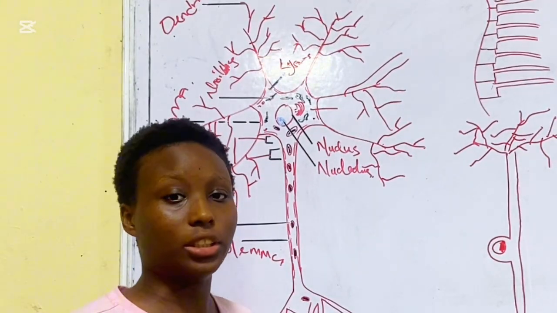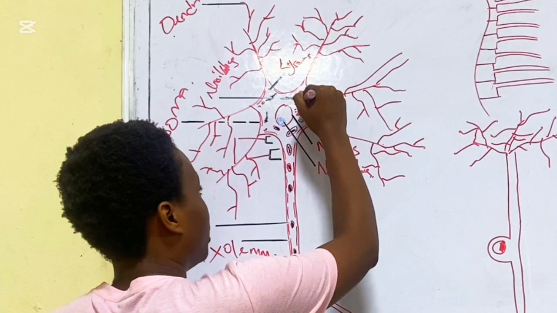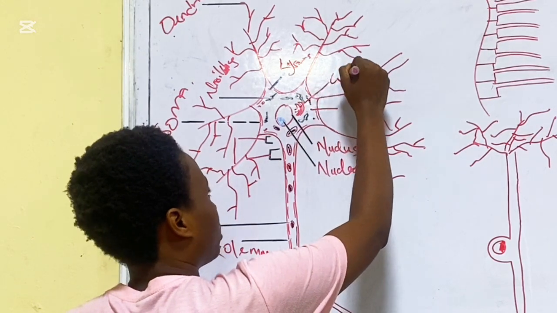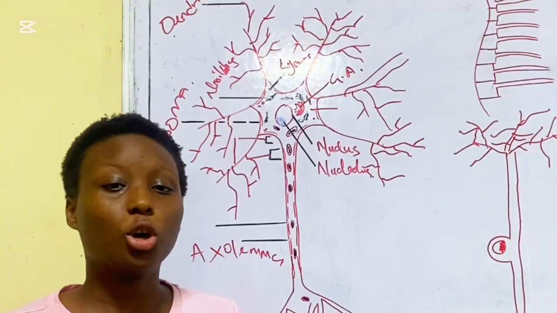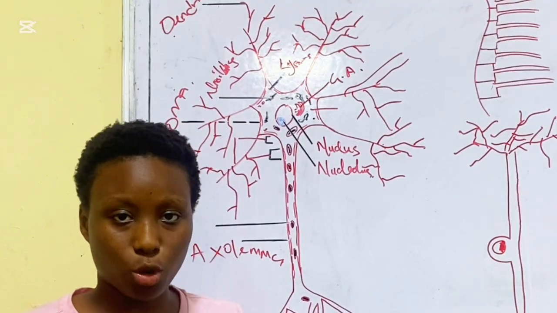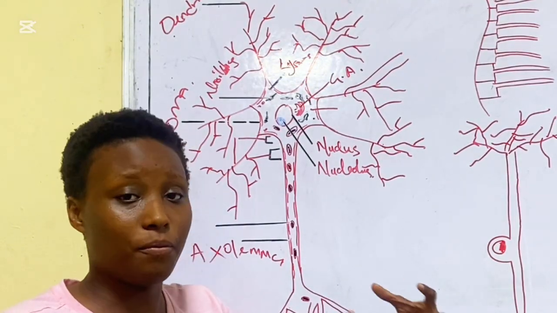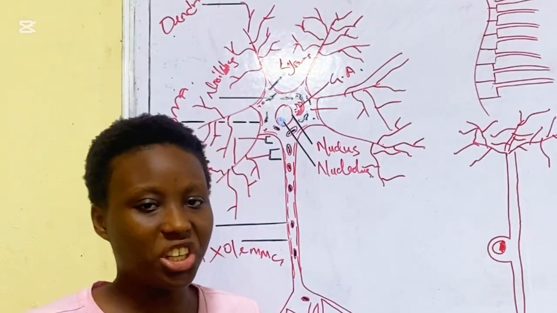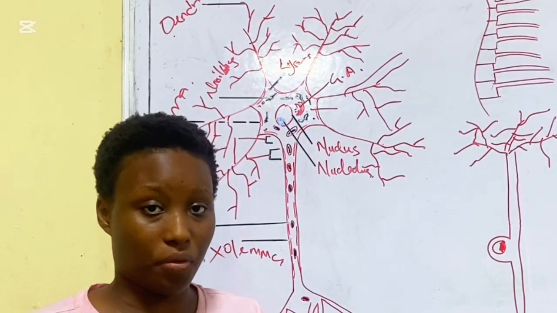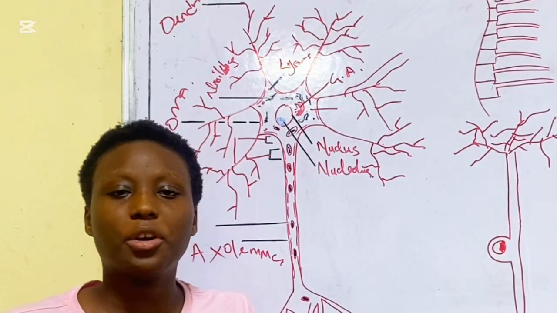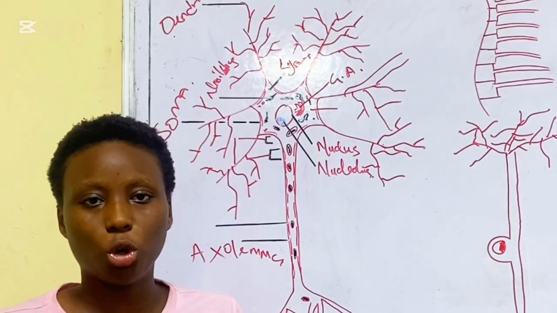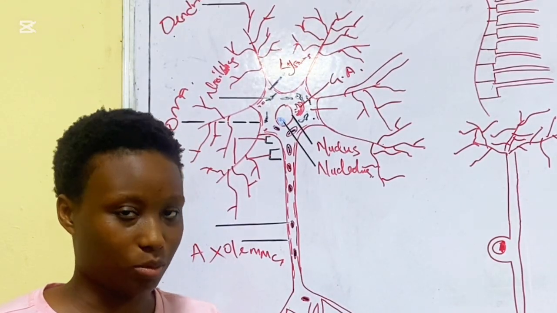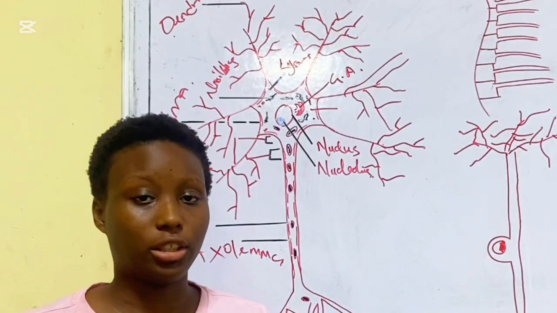Lastly, concerning the soma, it contains the Golgi apparatus. Now, I hope you all remember what the Golgi apparatus is for. The Golgi apparatus forms empty vesicles, through which various substances can be transported within the cytoplasm of a cell. It is very important because once protein synthesis occurs, the neurotransmitters need to be stored in a vesicle, and that vesicle is provided by the Golgi apparatus.